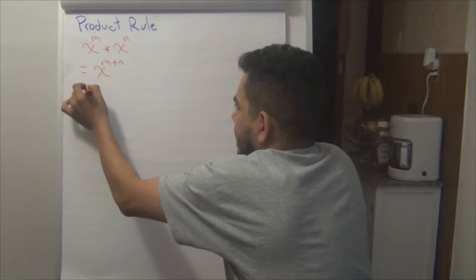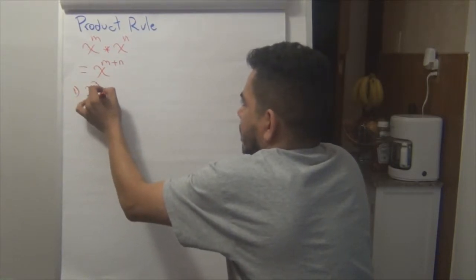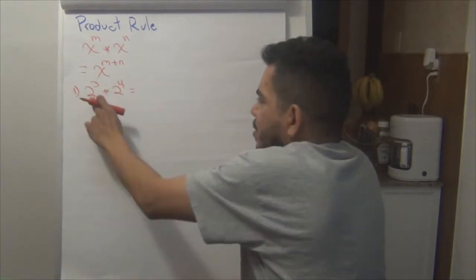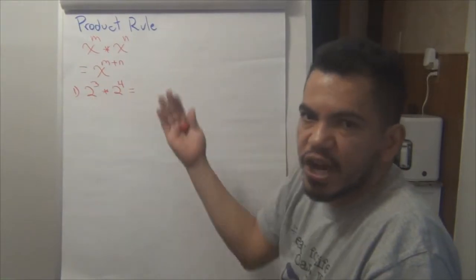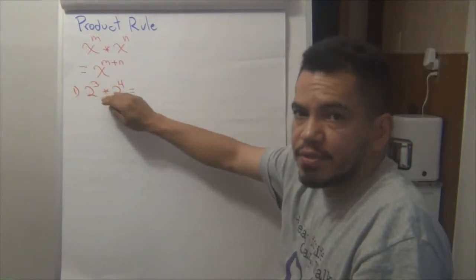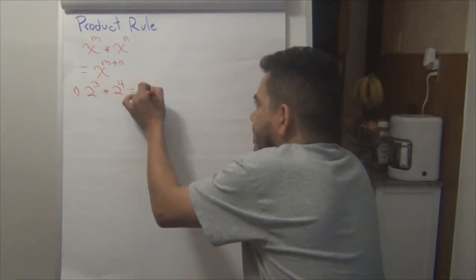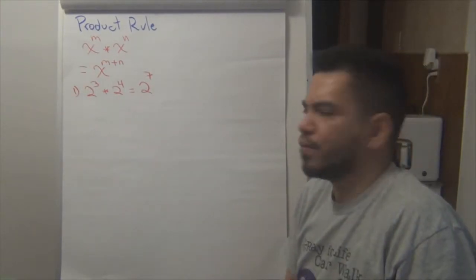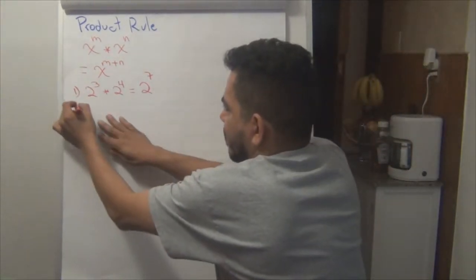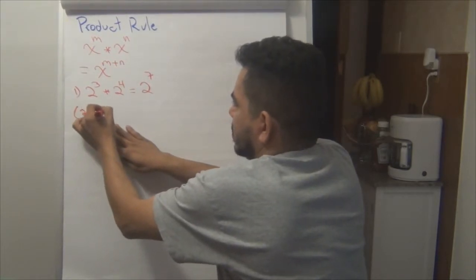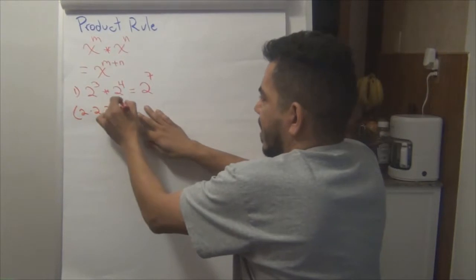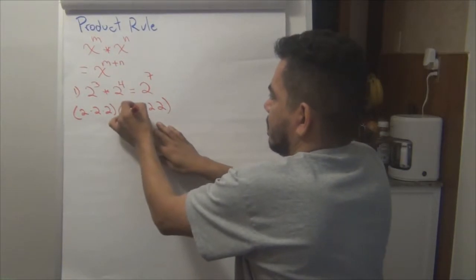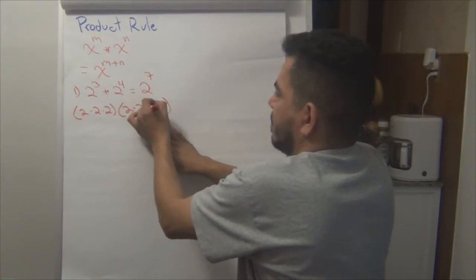Example number 1. If you have 2 to the third power multiplied by 2 to the fourth power, you're not going to multiply 2 times 2 and get 4. No. 2 to the third power times 2 to the fourth power is 2 to the seventh power. Chillax, I'm going to explain. 2 to the third power is nothing more than 2 times 2 times 2. 2 to the fourth power is 1, 2, 3, 4. This dot in the middle means multiplication, okay?